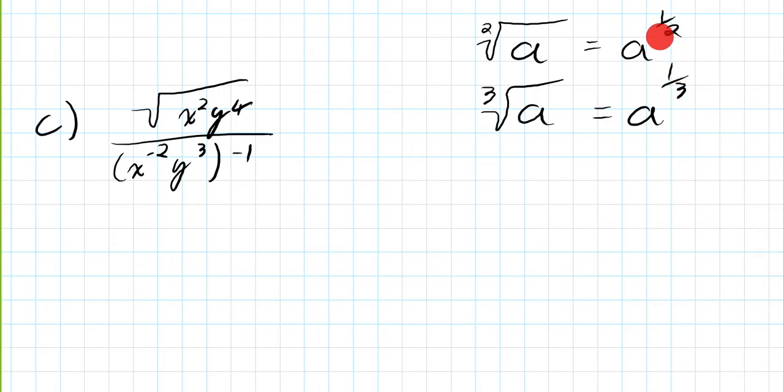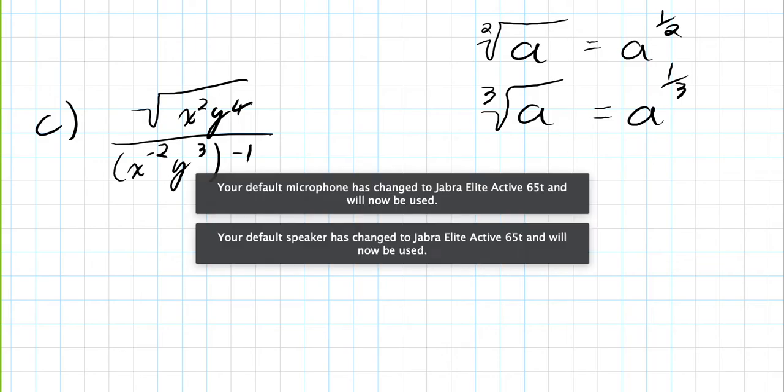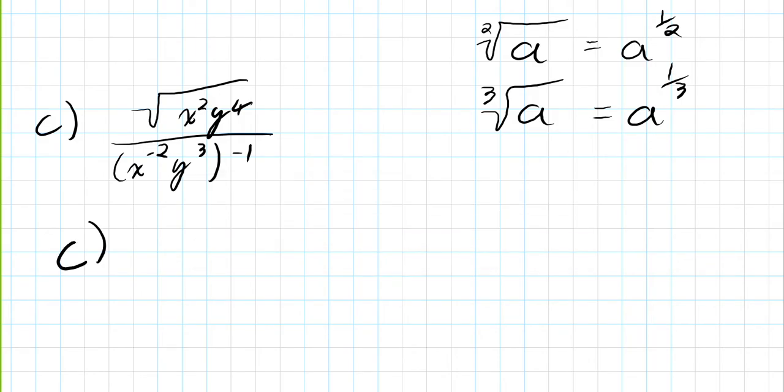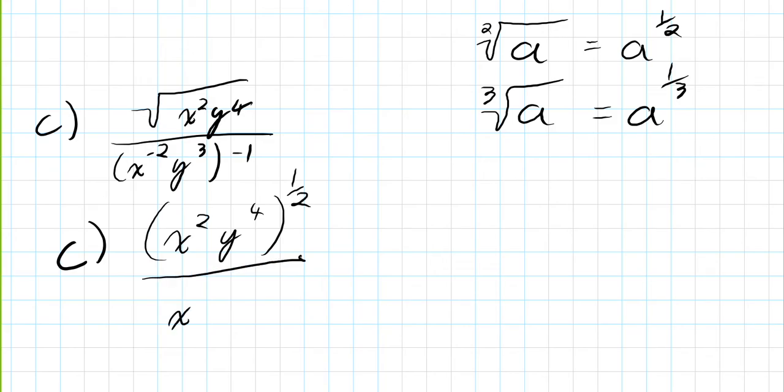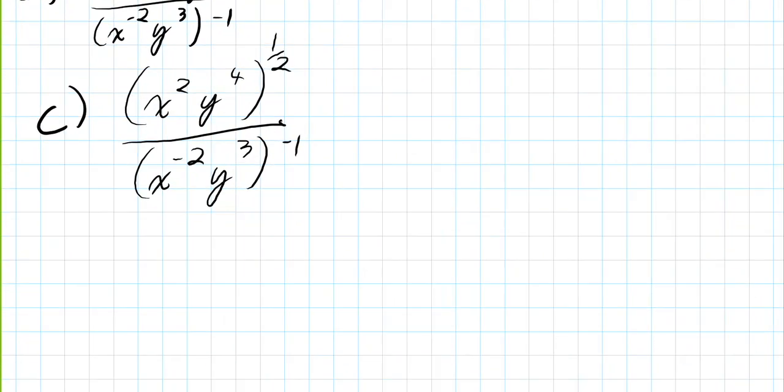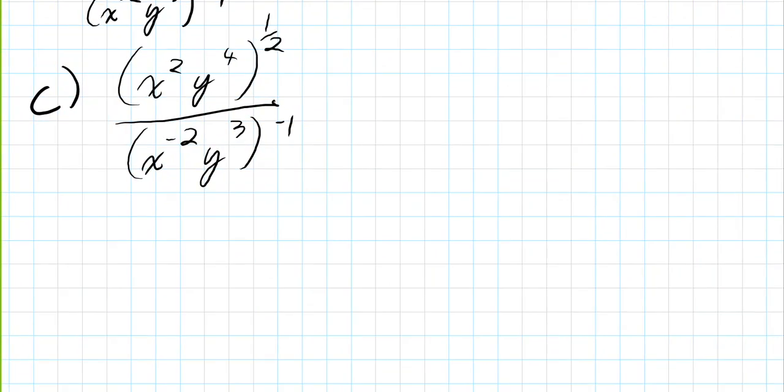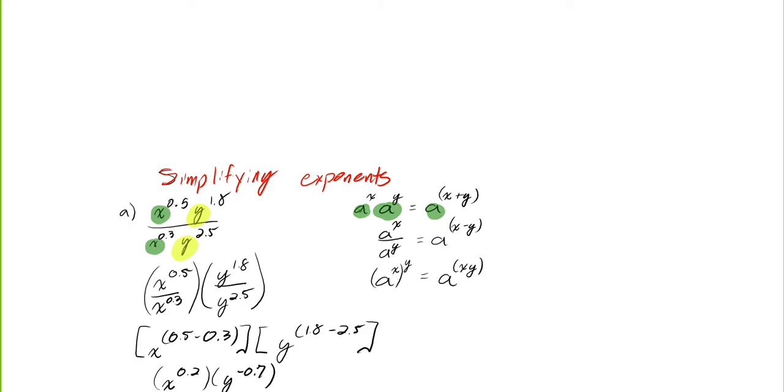We'll put it as a fractional exponent. It'll make this part a little easier. So we're going to rewrite this. C is equal to x squared y to the power of 4, and then in a set of brackets we write a half all over x to the power of -2, y to the power of 3 to the power of -1. So what's handy here now, if we zoom down, is remember that rule on the previous page?